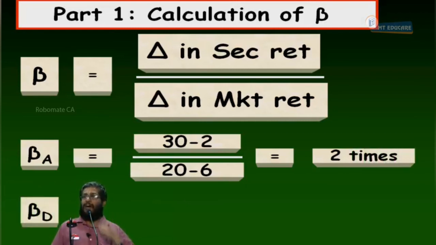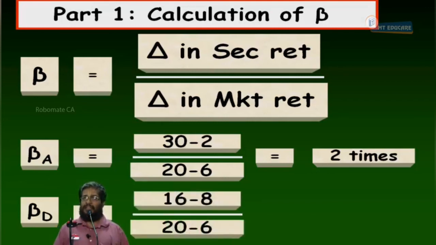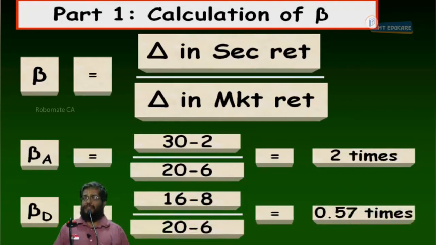Beta D, the beta of the defensive stock, is equal to what minus what divided by what minus what? 16 minus 8 divided by 20 minus 6, which is equal to 0.57 times. Beta is equal to 0.57 times. Shall I proceed or not?